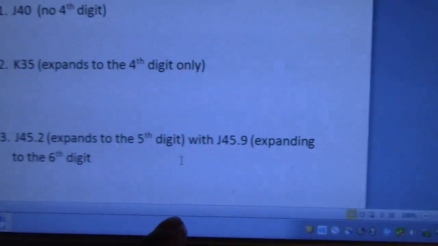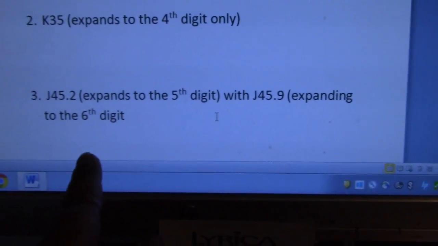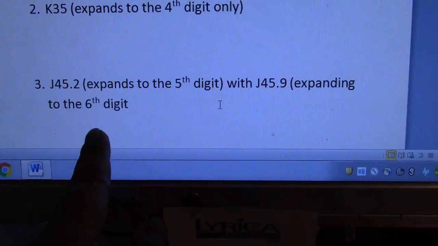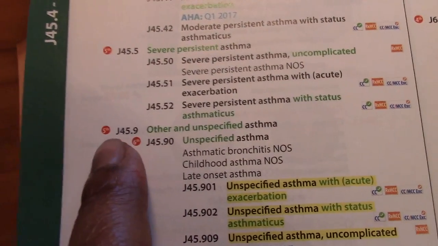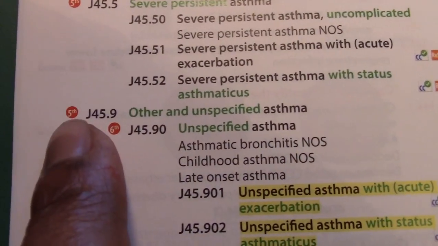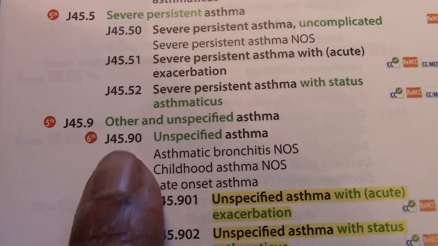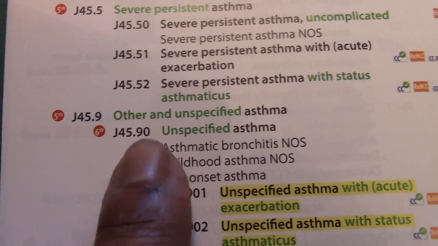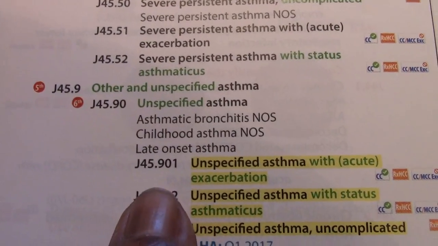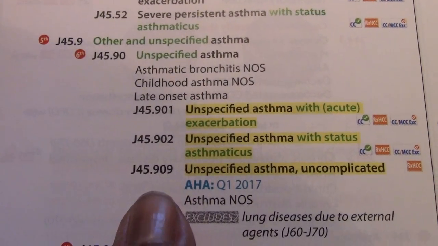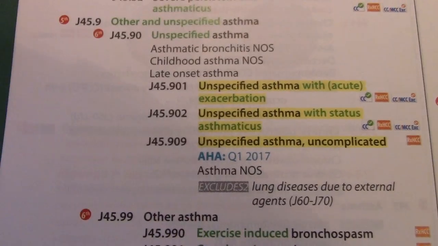But yet it's saying at J45.9, it expands to the 6th digit. You see that? So let's look at J45.9. Again, there's a note here that tells me it expands to the 5th. But when I get to the 5th, J45.90, it says it expands to the 6th. So sure enough, J45.901 and 902 and 909. So see how it's expanding?